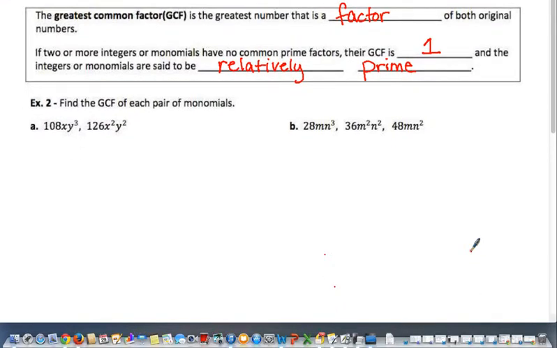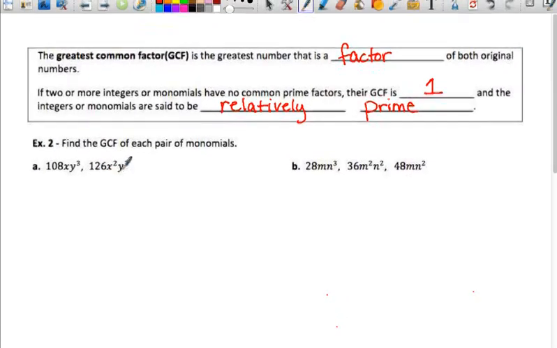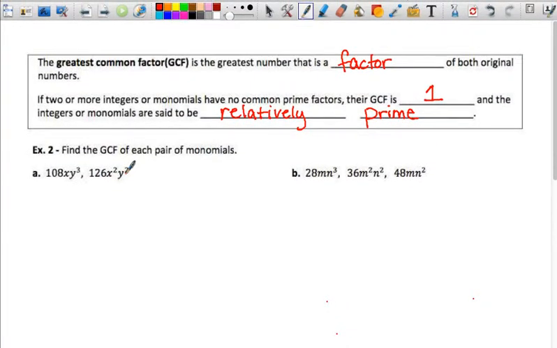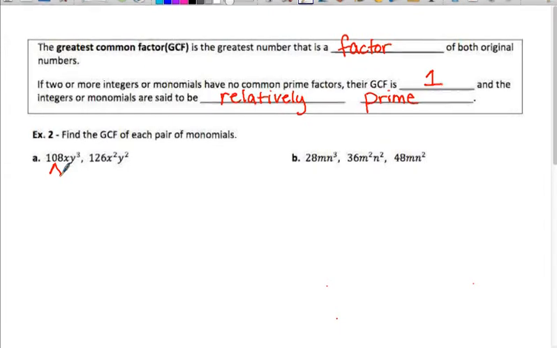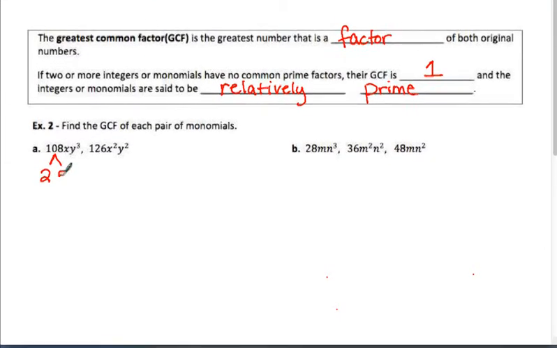So what we're going to do is combine what we're doing here and looking at A. So I have 108xy cubed and then 126x squared y squared. So we're going to look at what factors they have in common. So the first thing we have to do is do our tree. So I get 2 and 54.